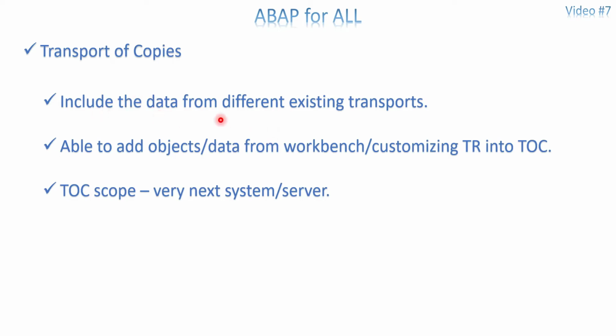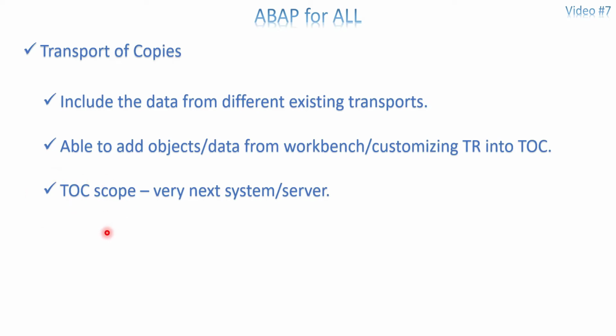So the idea is it can include different existing transports. I'm not going to create any object at that time. If I want transport of copies, that is not possible. So the first line is very clear: if you want to include any object from an existing transport, use transport of copies. Second point, it is able to add objects as well as data. In the previous slide, it showed the same thing. So it can include objects from workbench or data from customizing transports into a TOC. In short, we call it TOC, transport of copies.